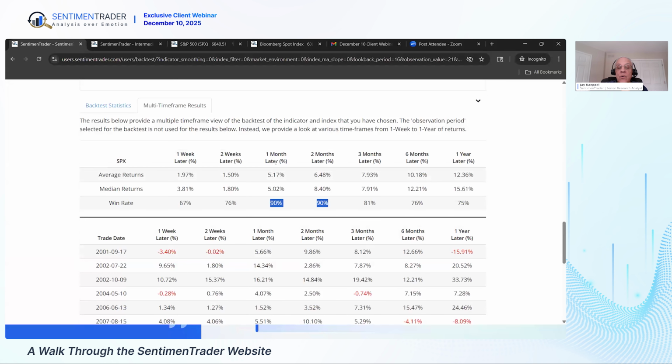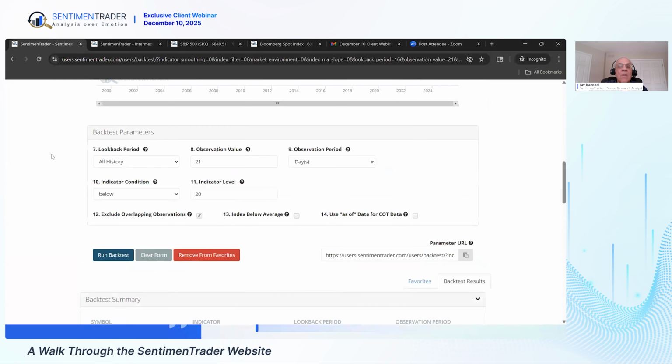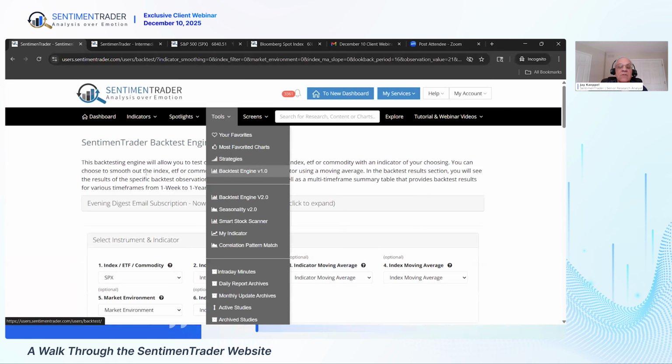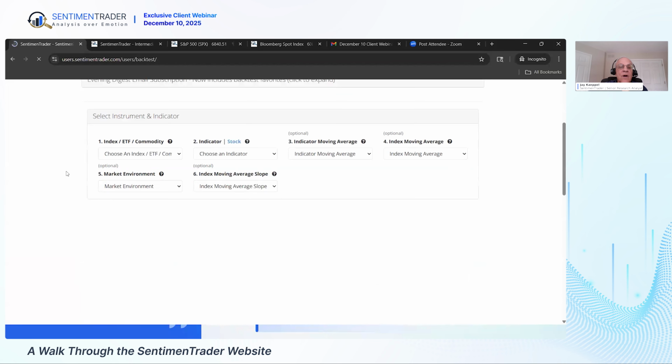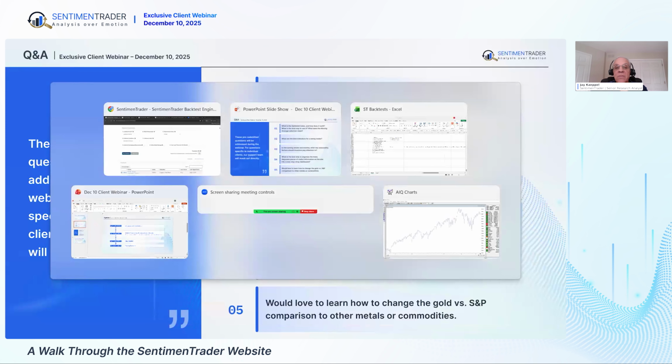So if you're a short-term trader or a swing trader, I guess that's more of a swing trade, 1 to 2 months, that looks like a pretty good indicator. So you might want to add that to your favorites. I already have here, but you would click Save to Favorites, give it a name. And like I said, anytime you want to know how it's doing, go back to the Backtest Engine and click Find Last Signal, and it will run through anything you've saved. So that's the Optimism Index. That looks interesting to me.